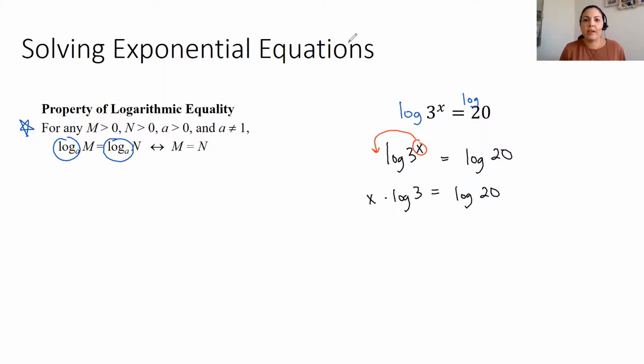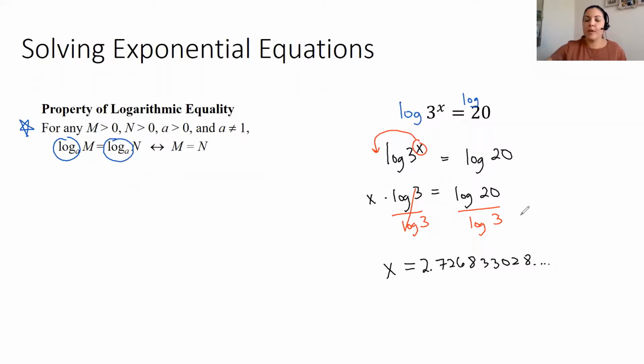And now we can algebraically solve this for x. Since x is being multiplied by log of 3, we can divide by log of 3 on both sides. And now we type this into our calculators. In my calculator, I look for that logarithm button. I'm doing log of 20, dividing it by log of 3. And that's going to give me a decimal of 2.726833028 and so on. You would round that according to whatever your instructions say.